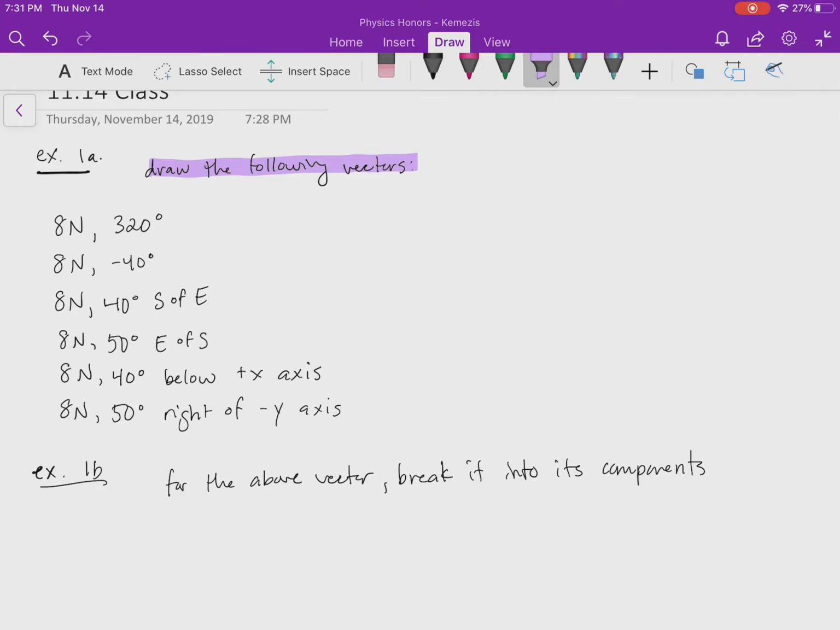Okay, so it looks like we have a total of 6 different vectors here. They all happen to be 8 newtons, but they're all given a different way to identify where these vectors are. So this first one that we're looking at, I'll box in green, we first have the magnitude, 8 newtons, right?